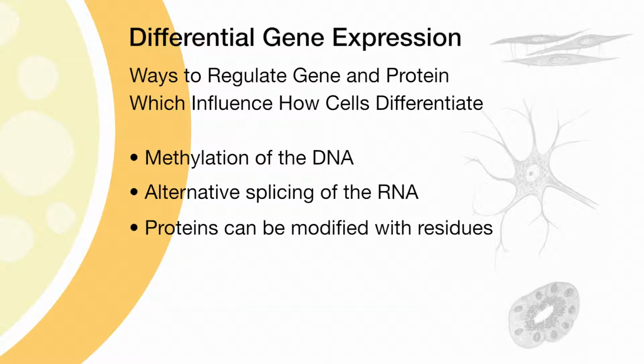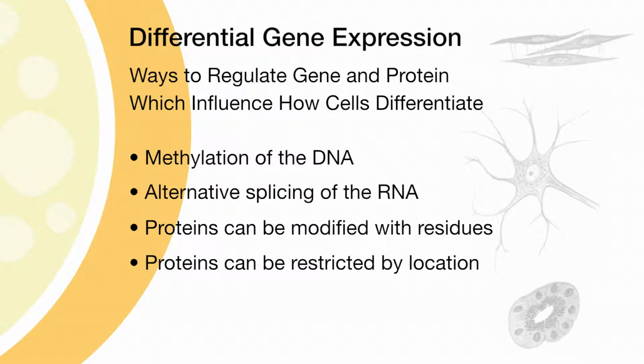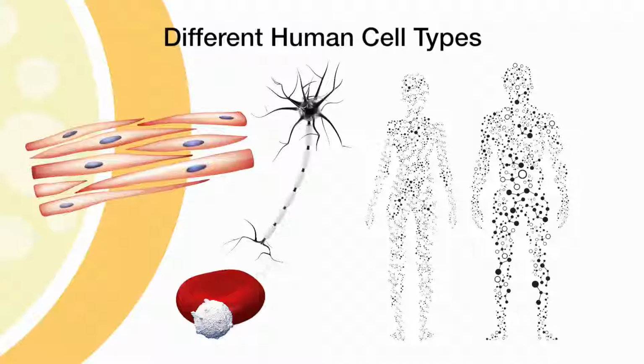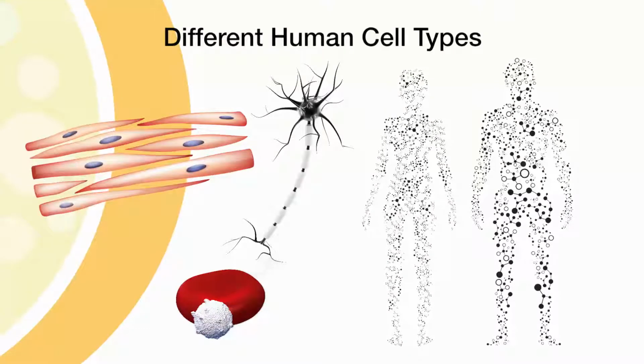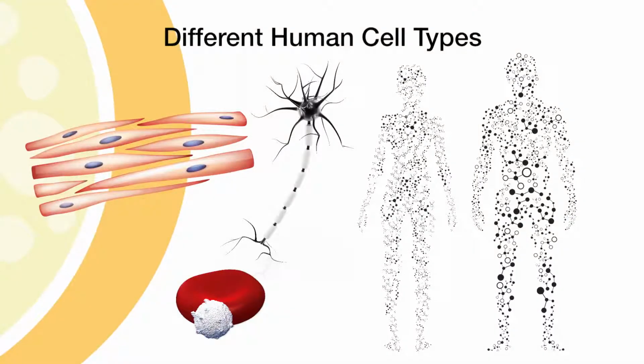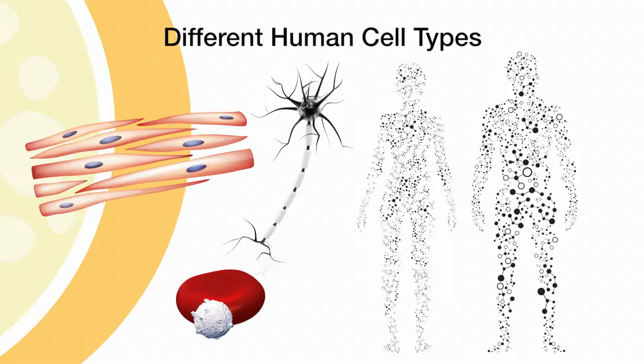Also, proteins themselves can be modified, whether it's by adding various residues to them to alter their ability to be secreted, or perhaps where they're located in a given cell, restricting them to the nucleus or sending them to the cell membrane. Perhaps they're even degraded directly. Either way, there is a variety of different ways genes and proteins can be regulated, many of which I think we still have a lot to learn and discover. These many diverse mechanisms of gene and protein regulation really make possible the amazing and incredible diversity of cell types that make us up.